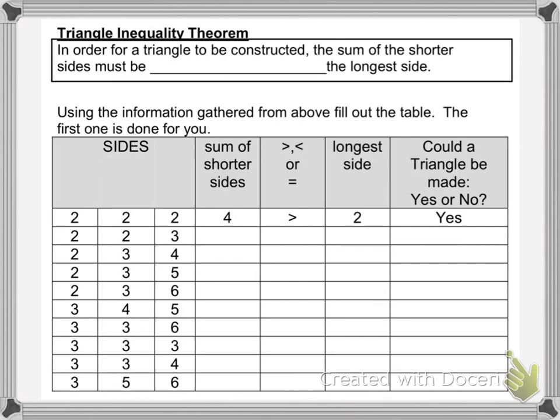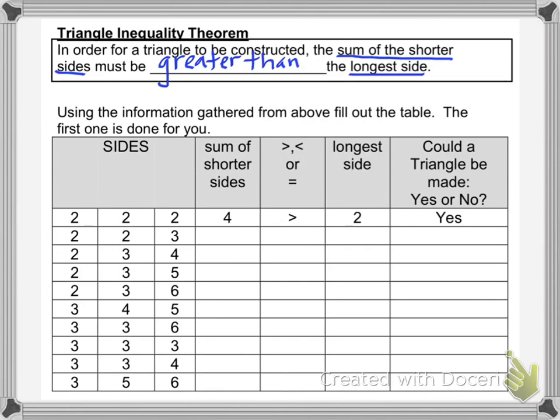And it says in order for a triangle to be constructed out of certain side lengths, the sum of the shorter sides must be greater than the longest side. Okay, so if I take the two shortest sides and I add them together, that number needs to be bigger than the length of the longest side. If it's not, we cannot form a triangle. So in class, I will show you why that doesn't work.